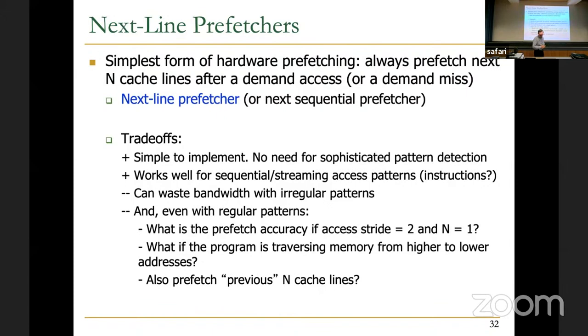Okay, yeah, I think I'm right. Basically, if you have a stride that's greater than your N, you basically get a 0% accuracy.